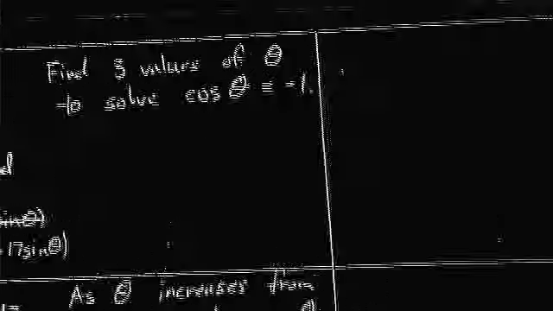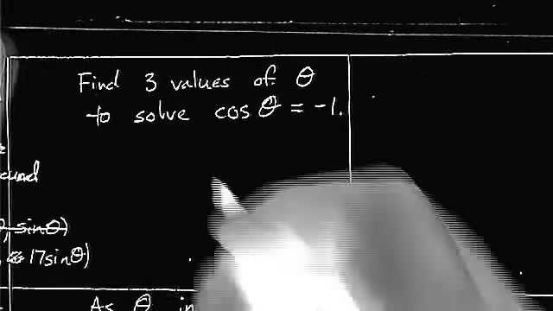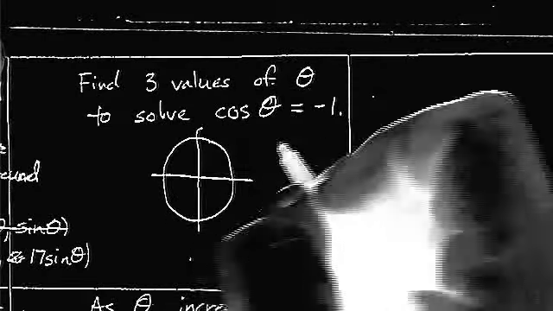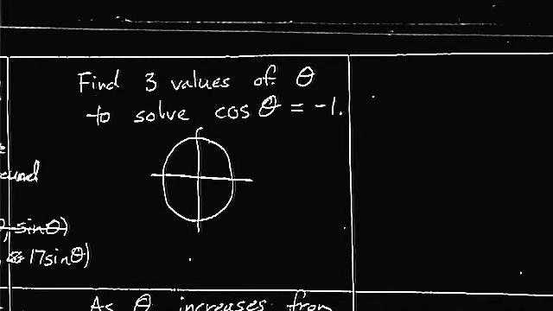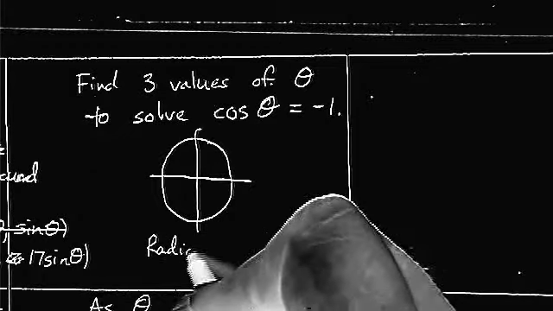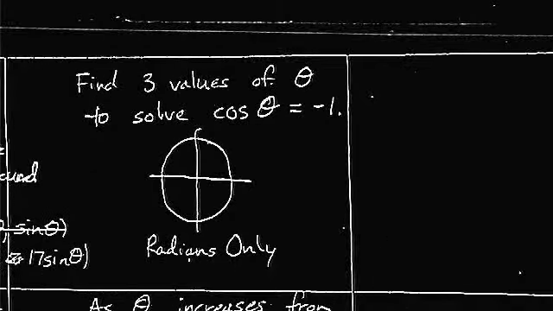A couple more questions for you to answer in your notes. Find 3 values of theta that solve this question. You need to start thinking about where cosine is actually -1 on this circle. And then I want you to name it in 3 different angle measurements, all in radians. So 3 different, and you can go around the circle as many times as you need to. You can go around in different directions, but think about it, okay?